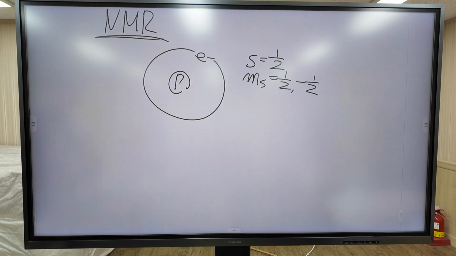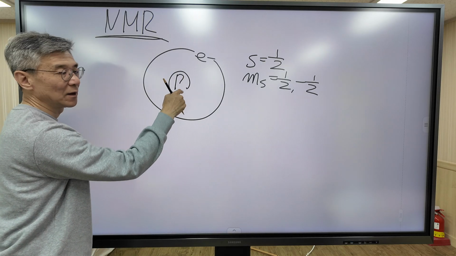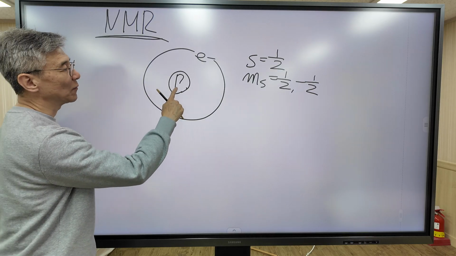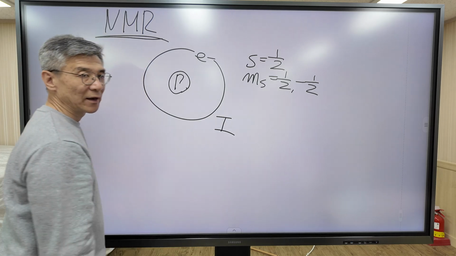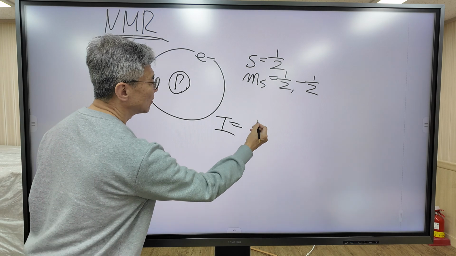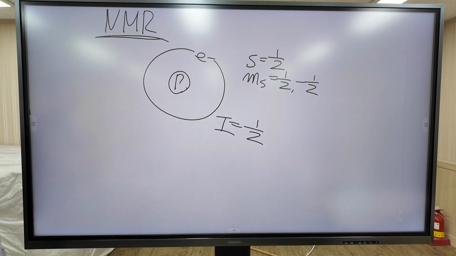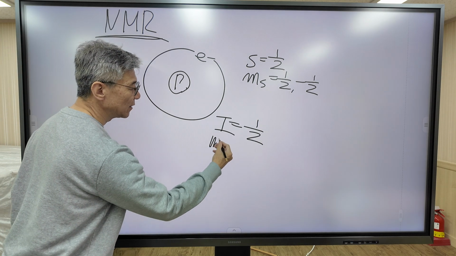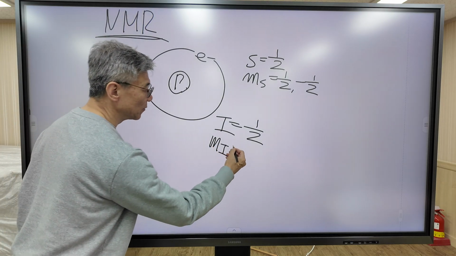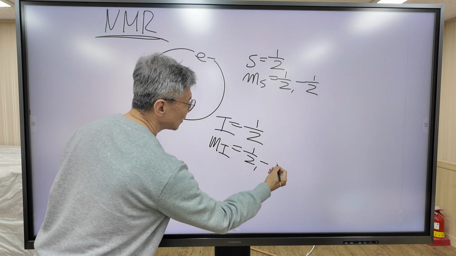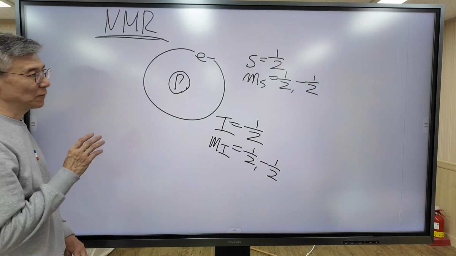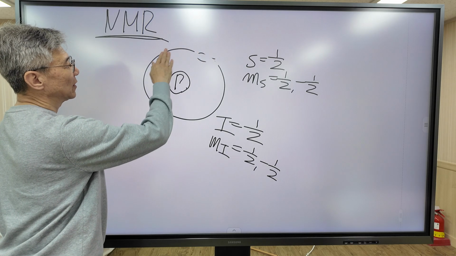So, NMR probes the proton, and the proton also has spin. The spin quantum number for the proton is called I. And according to quantum mechanics, the spin quantum number of the proton I is also 1/2. And given I, we can also define the magnetic quantum number Mi. So Mi also has two values, 1/2 and -1/2. So for a moment, we are ignoring electrons.